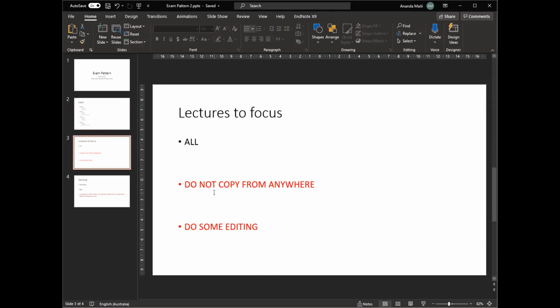Obviously, do not copy and paste from the slides either, because otherwise it could be treated as plagiarism. Even if you want to write something from them, make it your own. Do some editing. Don't just copy and paste it as is from the slides. That doesn't really help anybody. Plagiarism on an exam seems to be quite a rare thing until now.